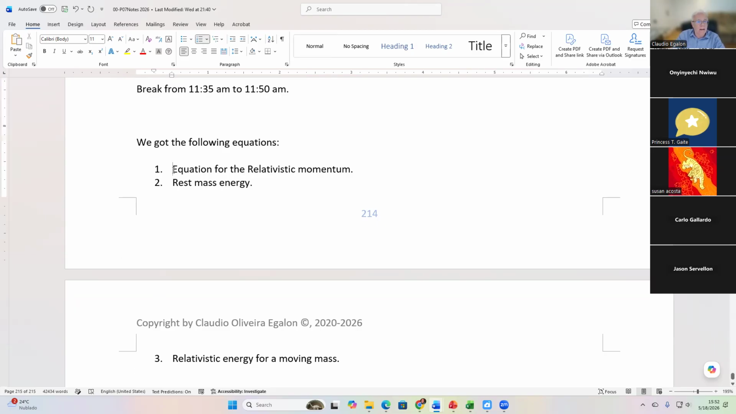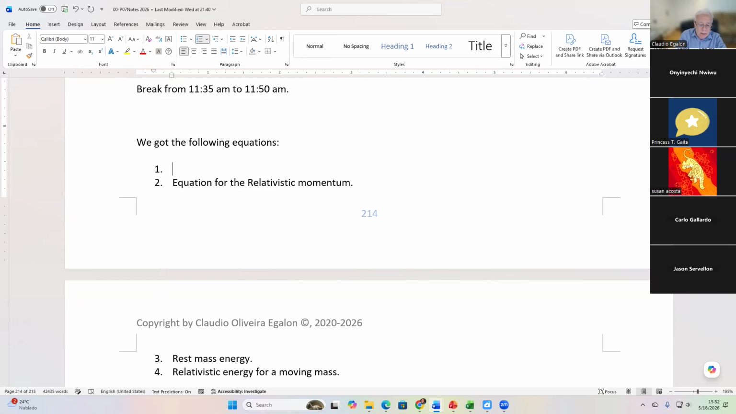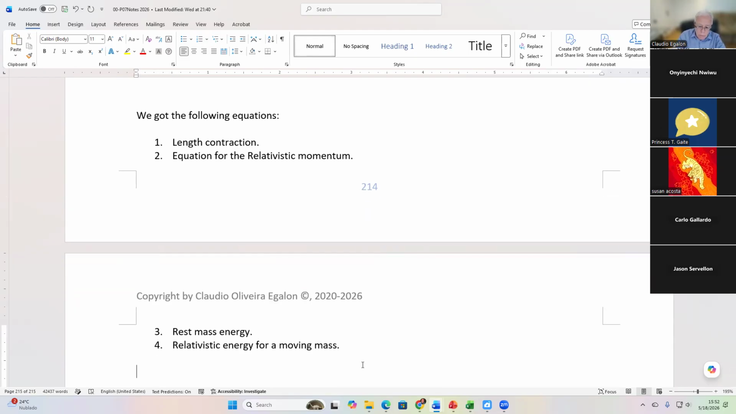Oh, there's more, right? Just for today, the equation for length contraction, the equation for relativistic momentum, for the rest mass energy, and relativistic energy. And what else can we come up with? Okay, we'll now derive an equation for the relativistic kinetic energy.